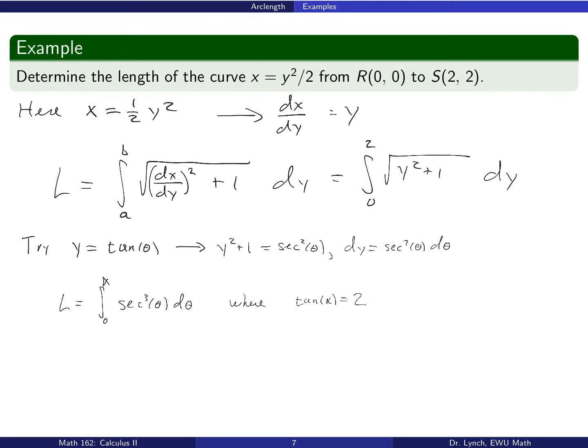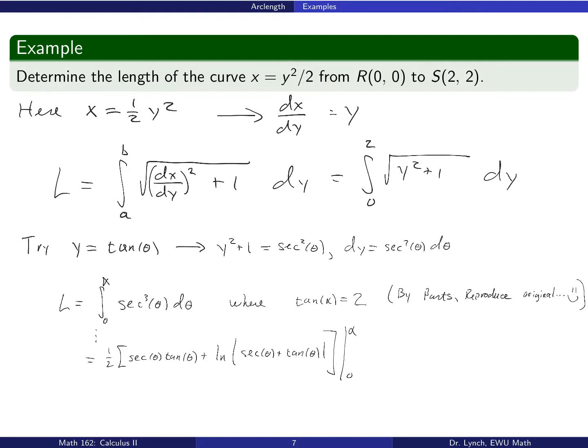Now, if you remember anything about an antiderivative of secant cubed, you might remember that it's by parts, reproducing the original integral. So I won't go through that in all of its glory here, but I'll go ahead and write down the associated definite integral using the fundamental theorem of calculus. So here we see that antiderivative, 1/2 secant theta tangent theta plus the natural log of the absolute value of secant theta plus tangent theta, evaluated between 0 and alpha.